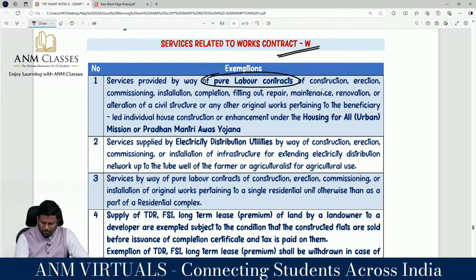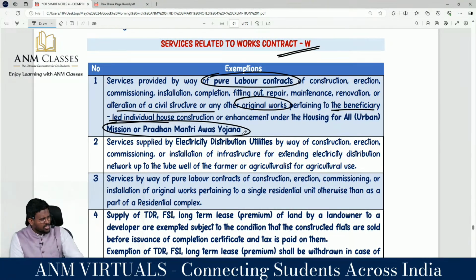Labor contract of construction, erection, commissioning, installation, completion, fitting out, repair, maintenance, renovation or alteration of any structure or any other original work pertaining to the beneficiary-led individual house construction or enhancement under the Housing for All Urban Mission or Pradhan Mantri Awas Yojana.